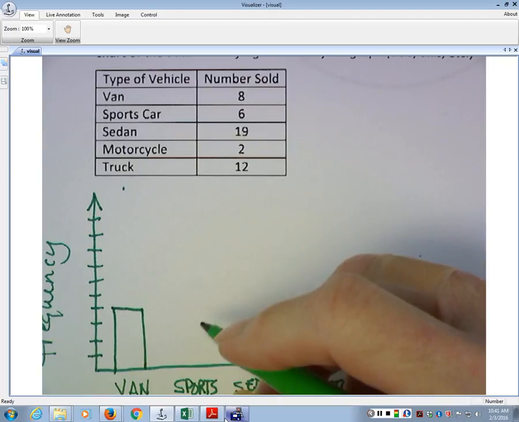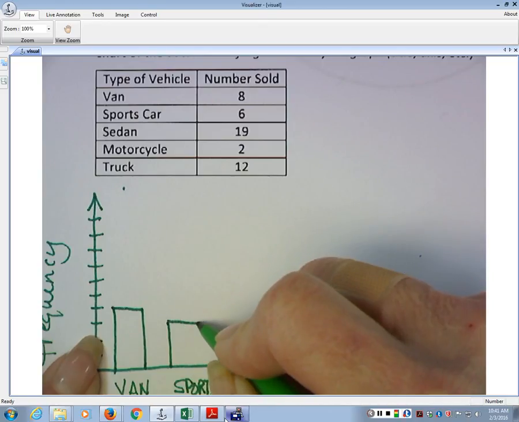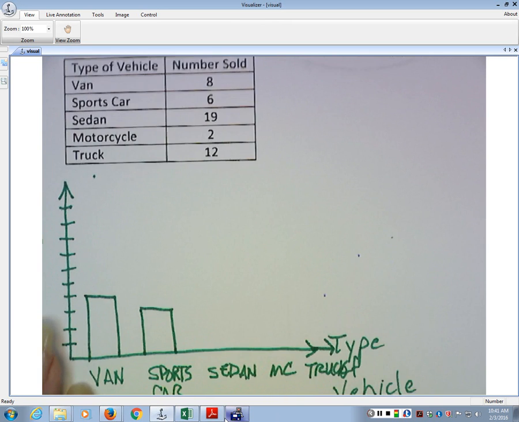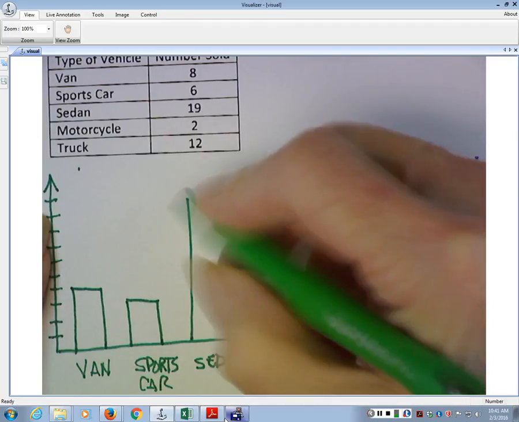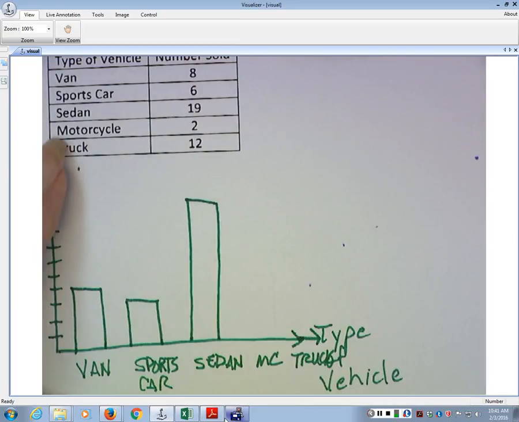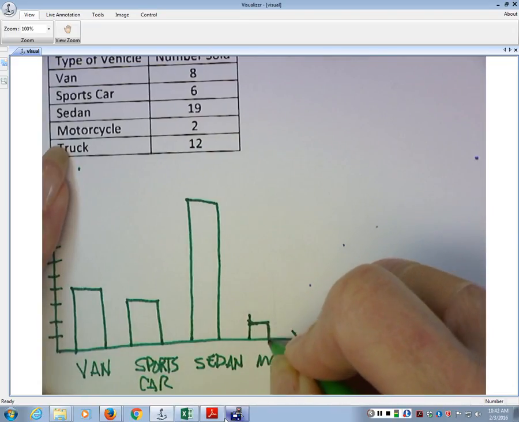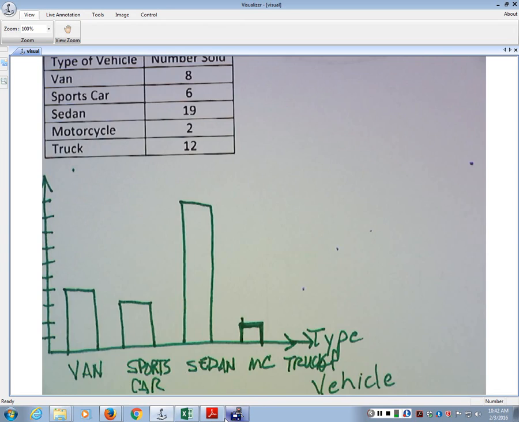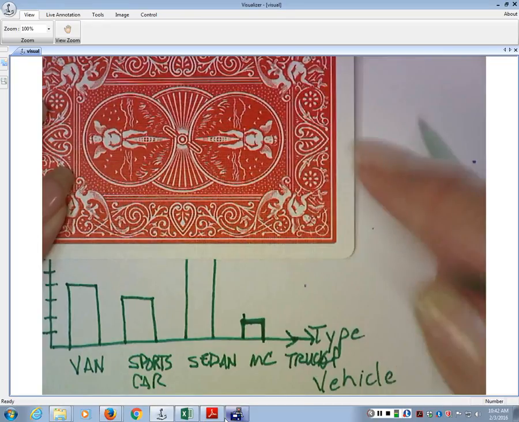So then on my sports car, I'm going to go up to 6. I'm going to try to keep that about the same width as the first bar. And then on my sedan, that needs to go up to 19. So that's going to be pretty tall. And then motorcycles, we only have 2. So it's going to be pretty short. And then the trucks is going to go up to 12. So I'll borrow my card again. 2, 4, 6, 8, 10, 12. It's going to have to go up to about there.